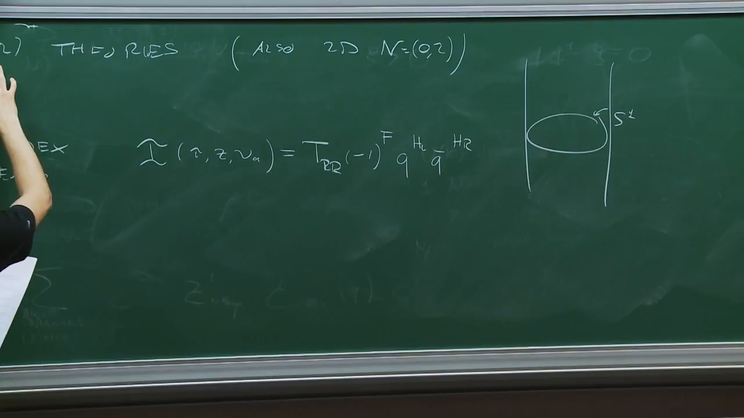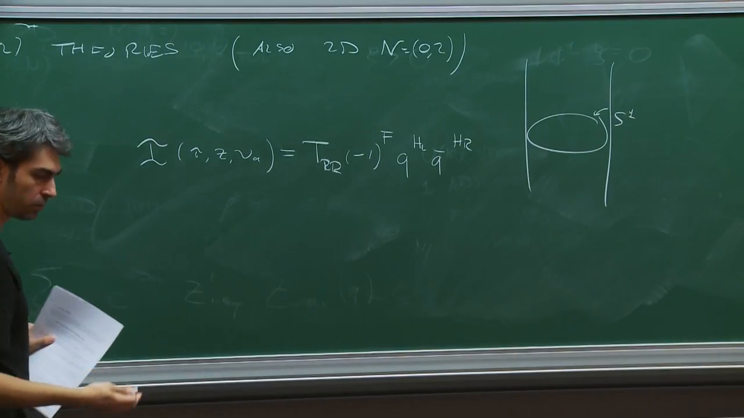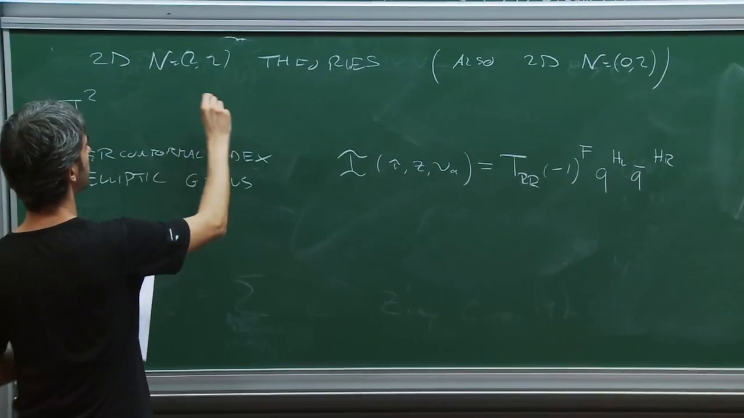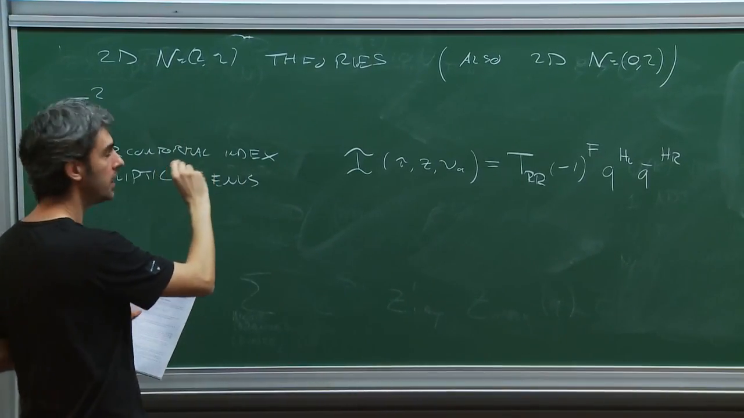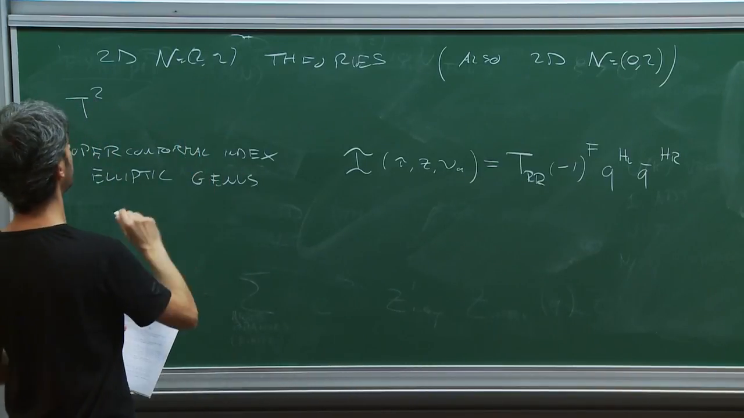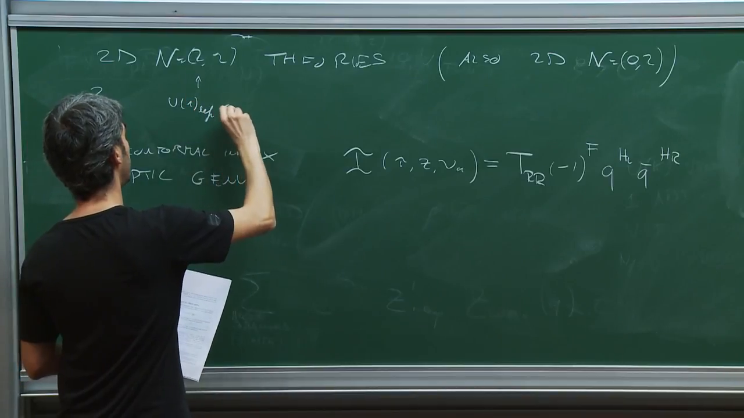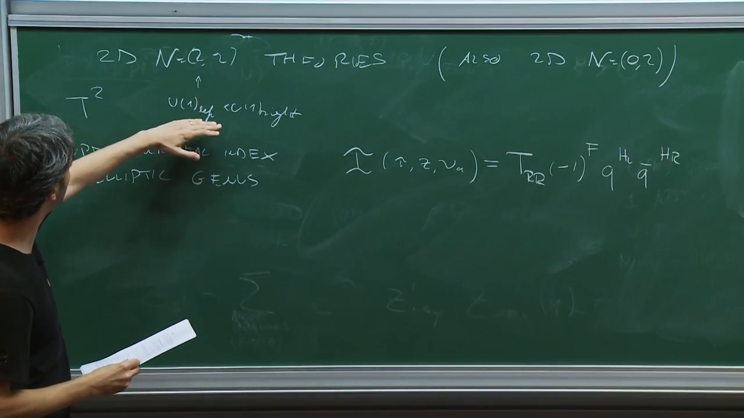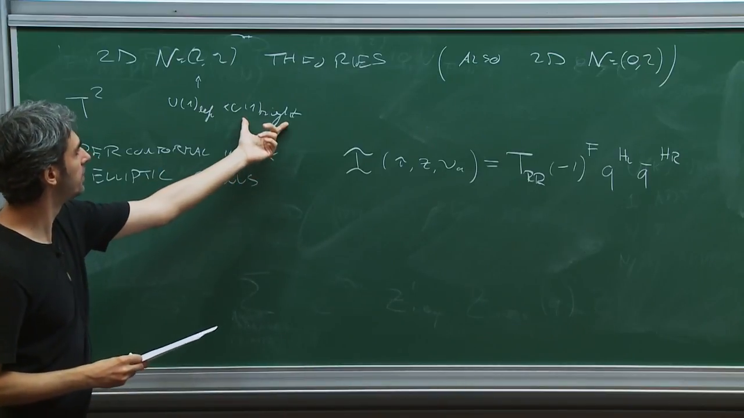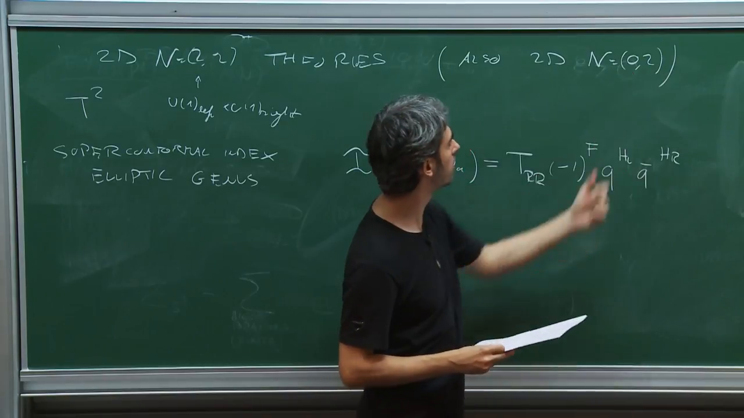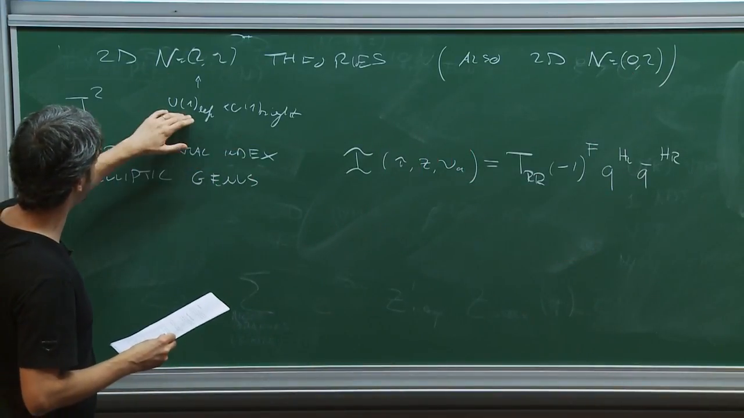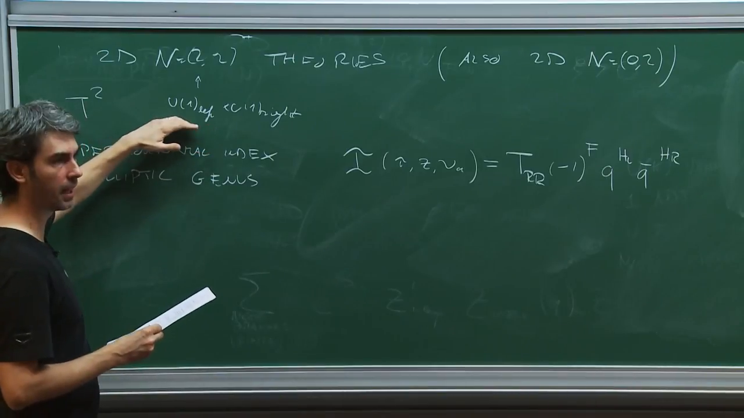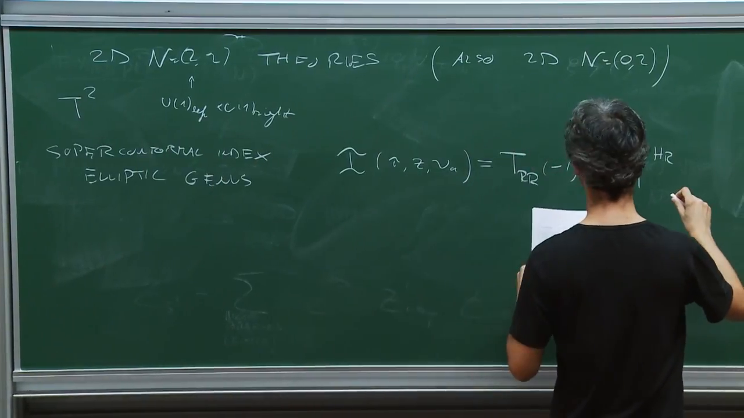Now, since we are in (2,2), we need to preserve some supersymmetry if we want to construct an index. I will insist on theories that have full R symmetry, for instance superconformal theories, like here. And so the R symmetry is U(1) left times U(1) right. In order to compute this index, I only need to preserve one half of the supersymmetry. For the other R symmetry, I can turn on a fugacity and do a refinement, and weight states according to what is the R charge here.